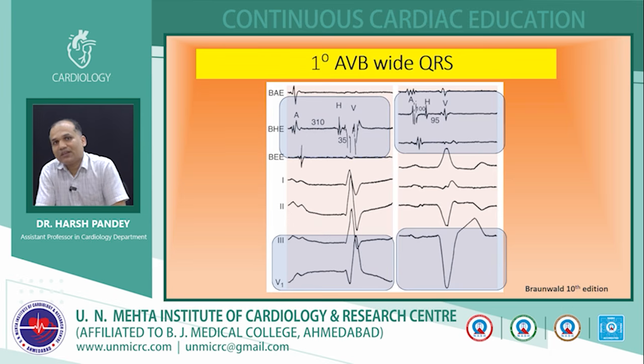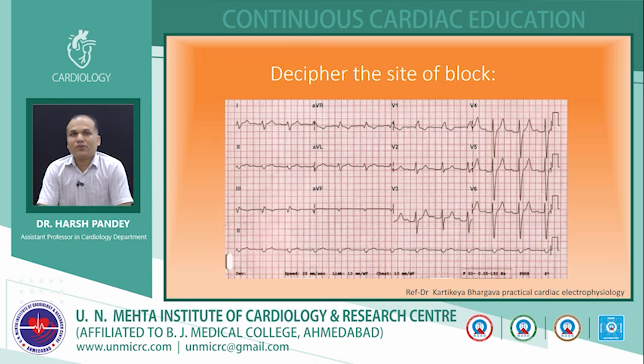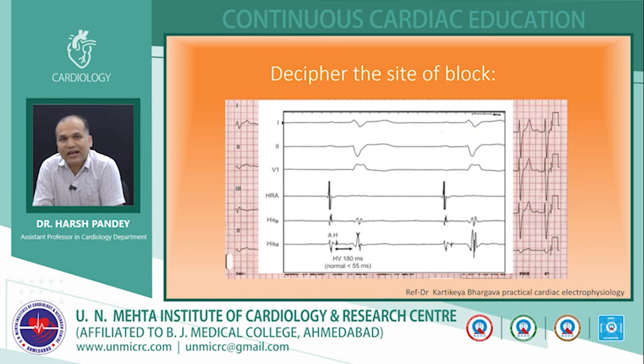So first degree AV block with wide QRS escape, the level of block can be anywhere. It can be at a suprahisian level, it can be at an infrahisian level also. To decipher the site of block in this example, there is a right bundle branch block, prolonged PR interval, and slightly leftward axis. The patient underwent EP study, and they found the HV interval was more than 55 milliseconds. So it was an infrahisian level of AV block.